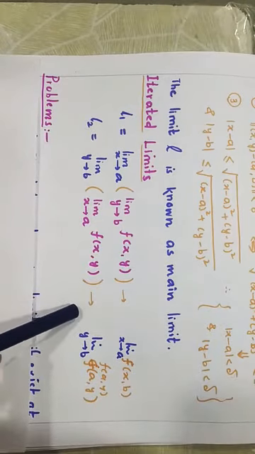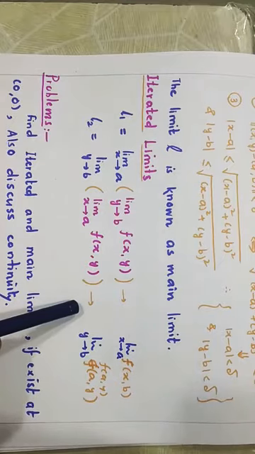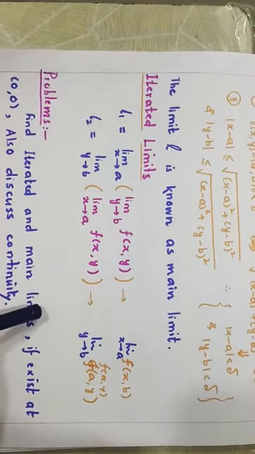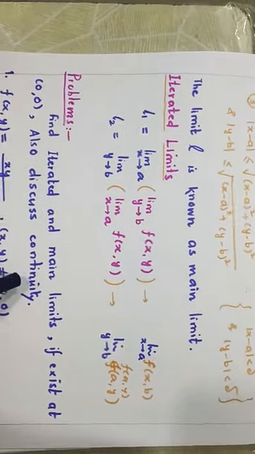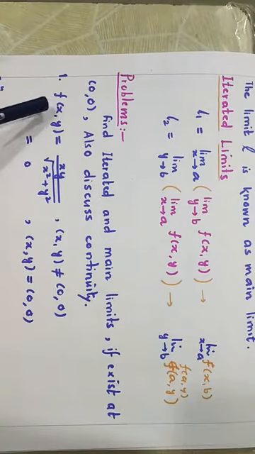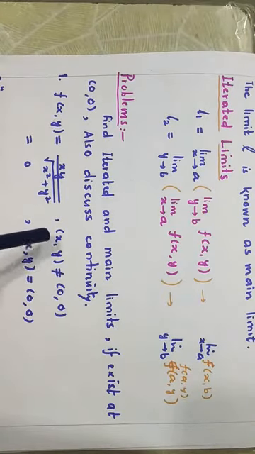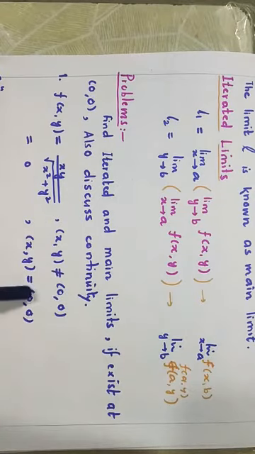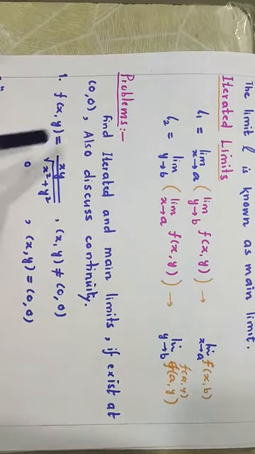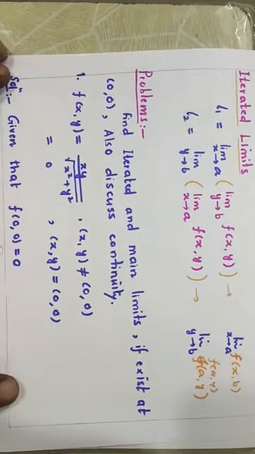First we consider the problem: find the iterated and main limit, if they exist, at (0, 0). Also discuss continuity. Our first question is this: f(x, y) is xy upon the square root of x squared plus y squared whenever (x, y) is not (0, 0), and at the origin the function is 0. It means f(0, 0) is 0.